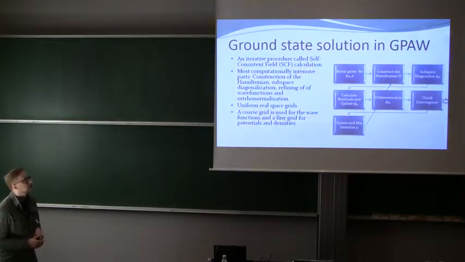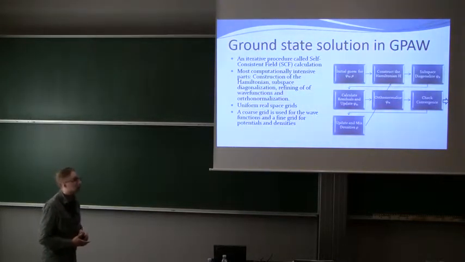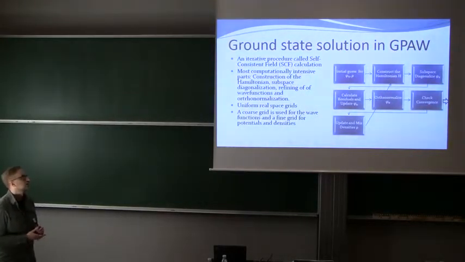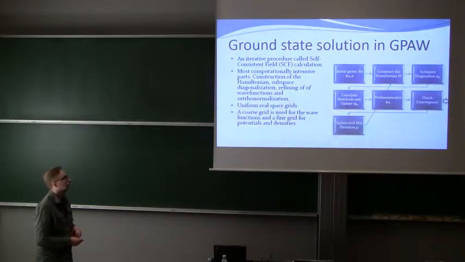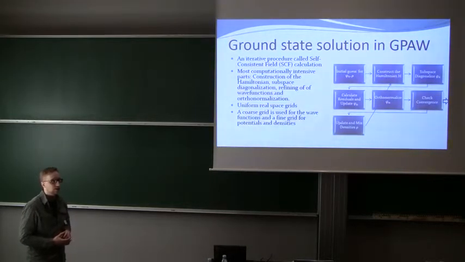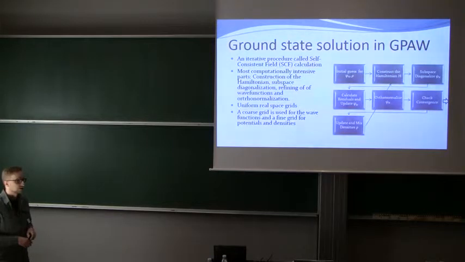We have mainly used GPUs to speed up the ground state solution in GPAW. As most of you know, GPAW uses an iterative solution called the self-consistent field calculation to solve the ground state. The most computationally intensive parts are the construction of the Hamiltonian operation, subspace diagonalization, the refining of wave functions and orthonormalization. These are the parts of the code which we are using GPUs to accelerate.